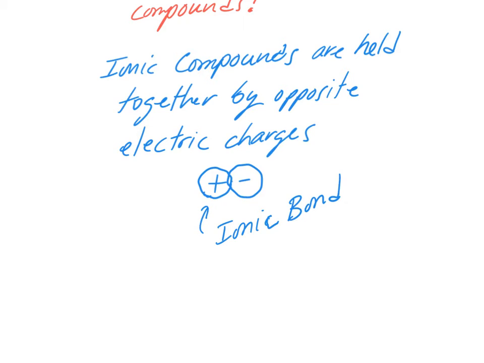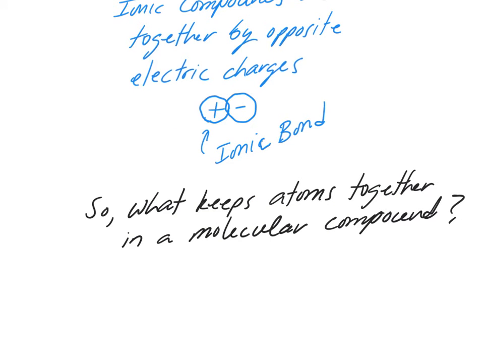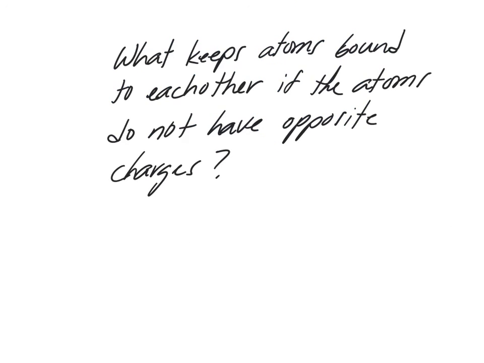So what is it about molecular compounds that keep those atoms together? The question is, what is it that keeps atoms together in a molecular compound? If there are no ions to hold those atoms together, if there are no opposite charges to hold those atoms together, then what is it that's keeping atoms together in a molecular compound if there are no ions present? What keeps atoms bound to each other if the atoms do not have opposite charges?